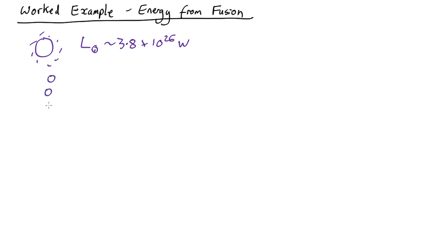So let's take 4 hydrogen nuclei and produce 1 helium nucleus, and in the process some energy is liberated. So let's ask how many of these reactions we need to power the sun.